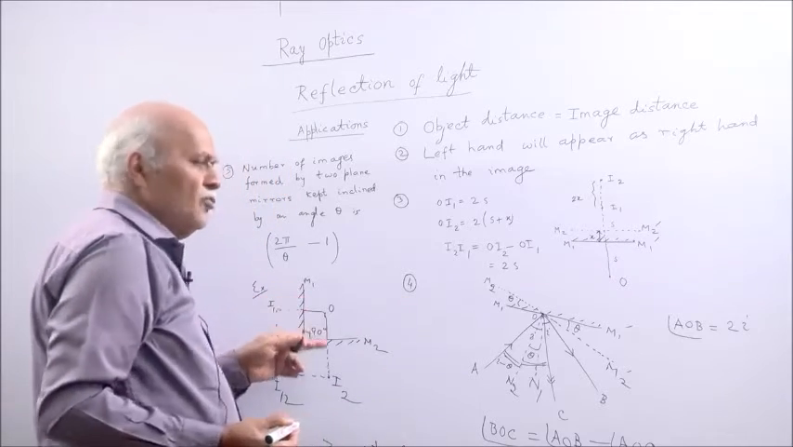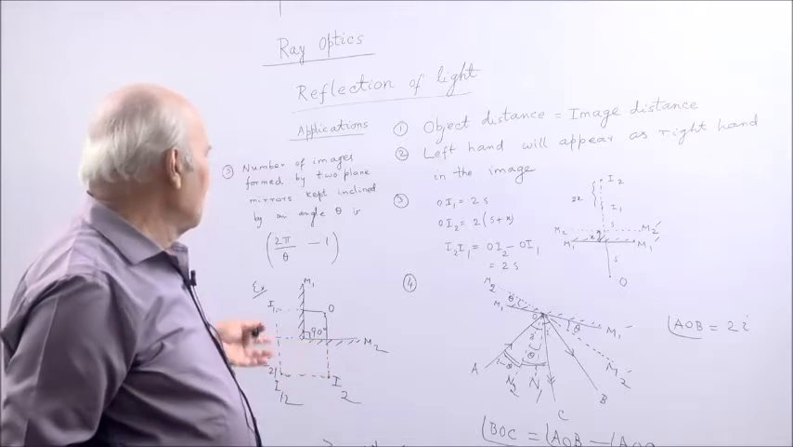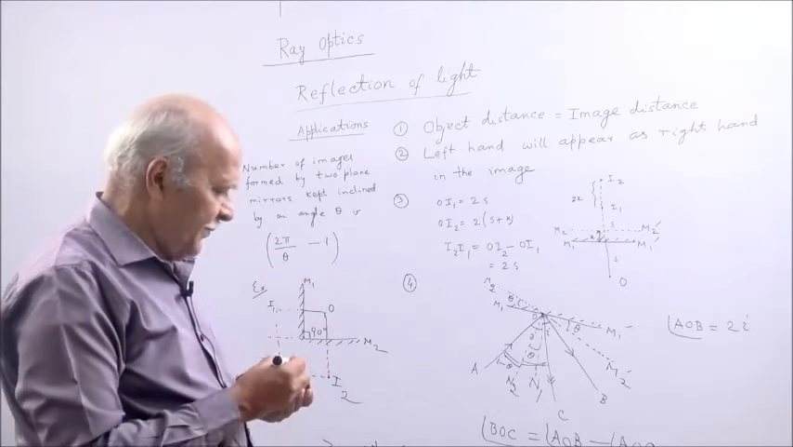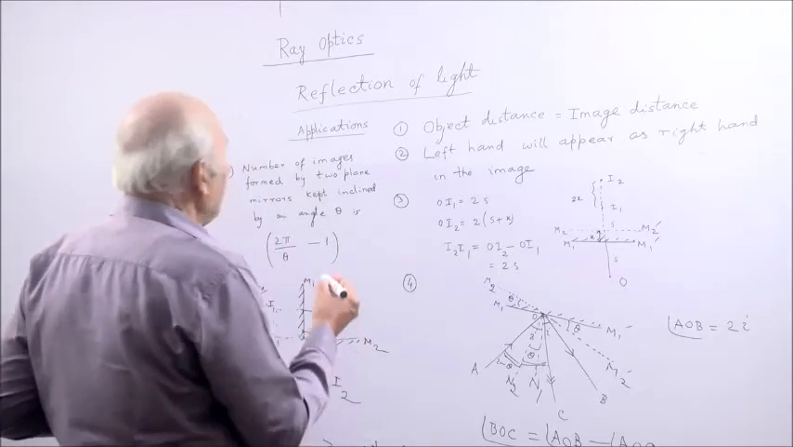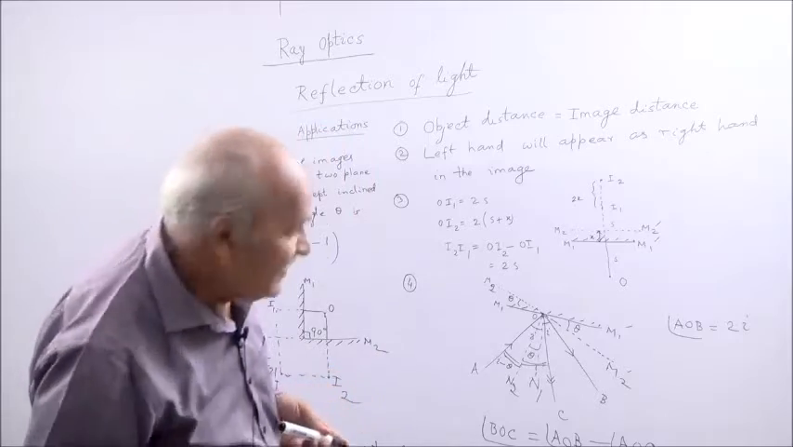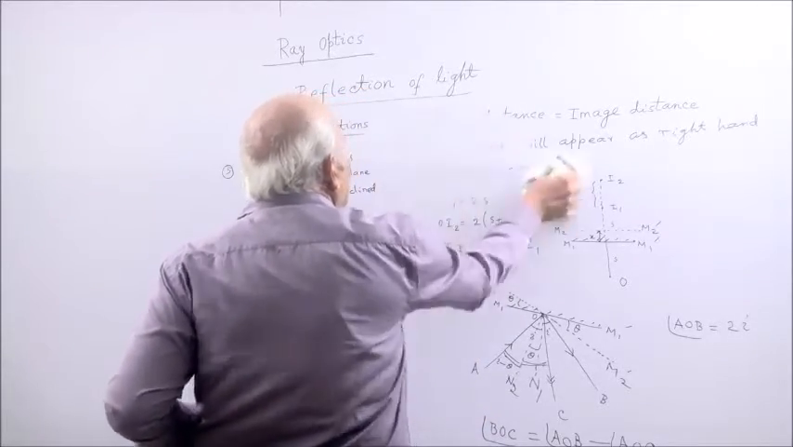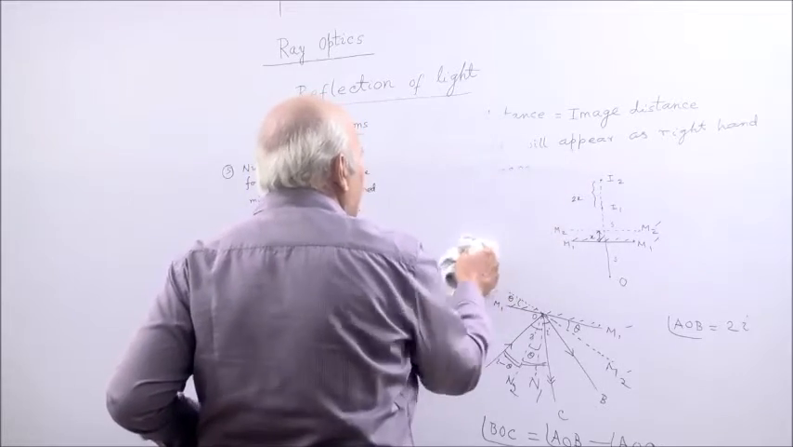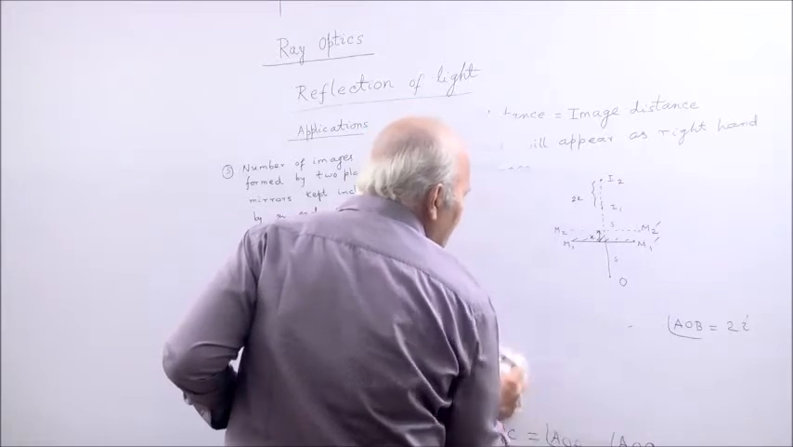Similarly, if the plane mirrors are parallel to each other, then theta is 0 degree, and the number of images will be infinite. That is also there. Then another application is the minimum size of the plane mirror necessary to view the entire body of a human being.